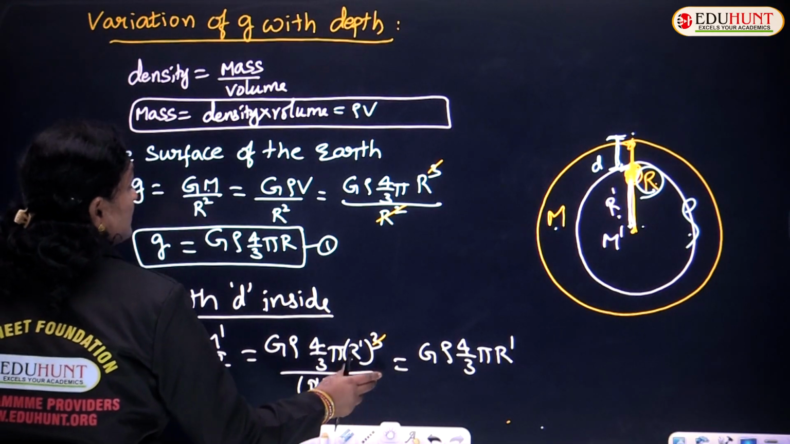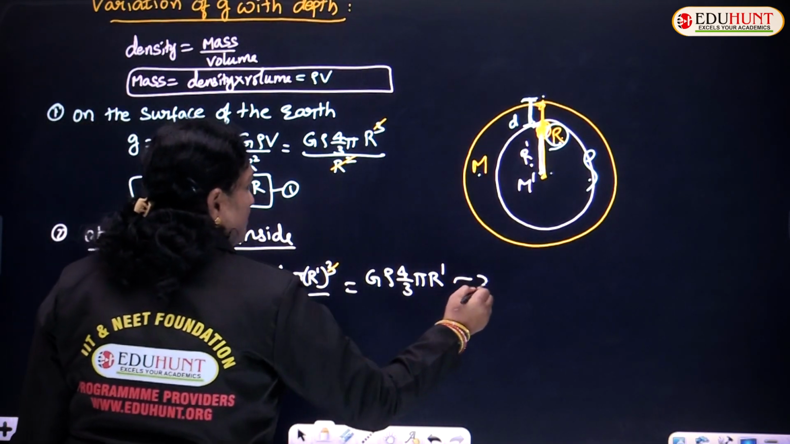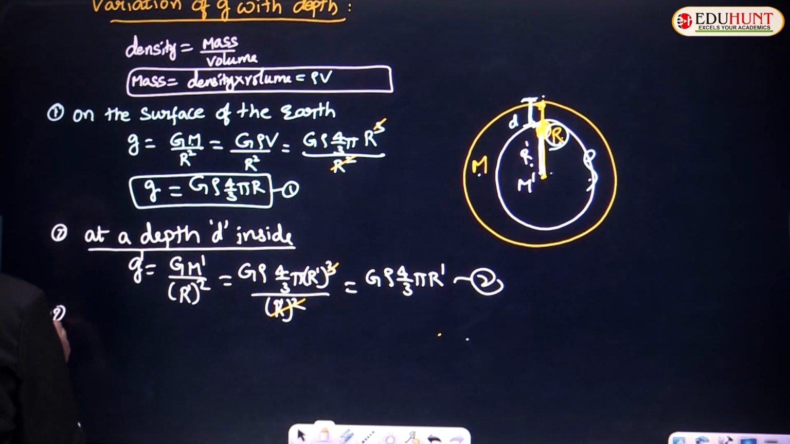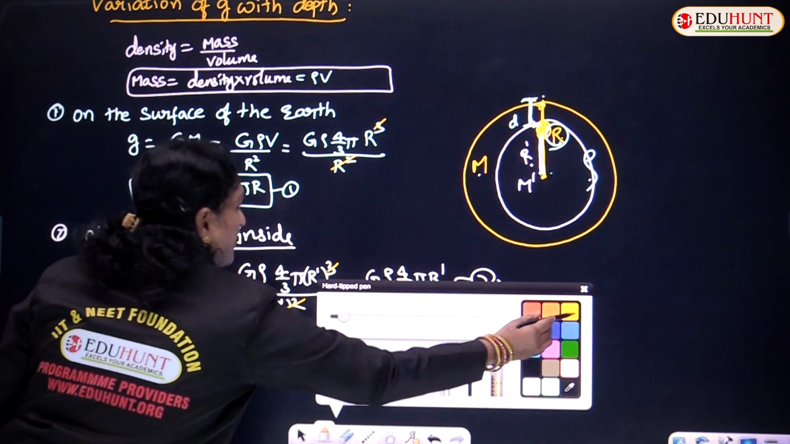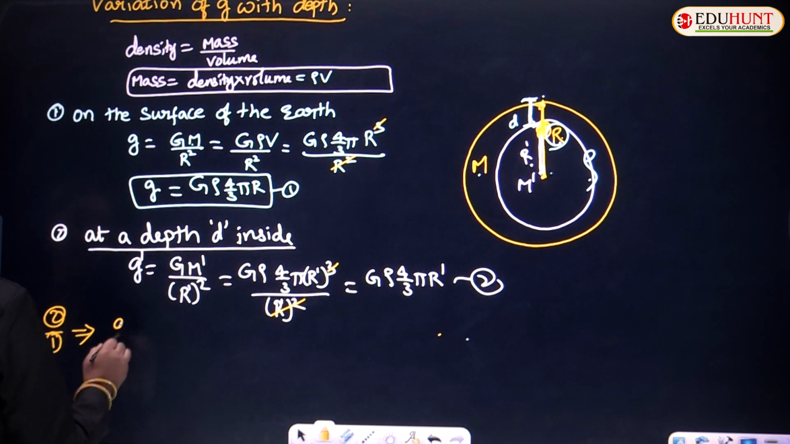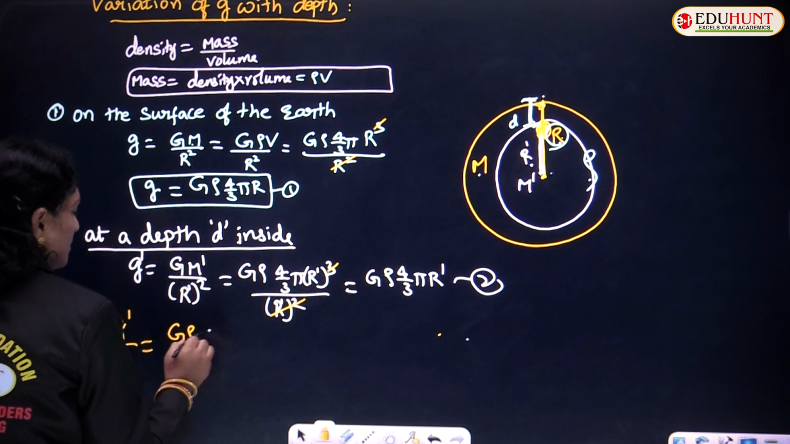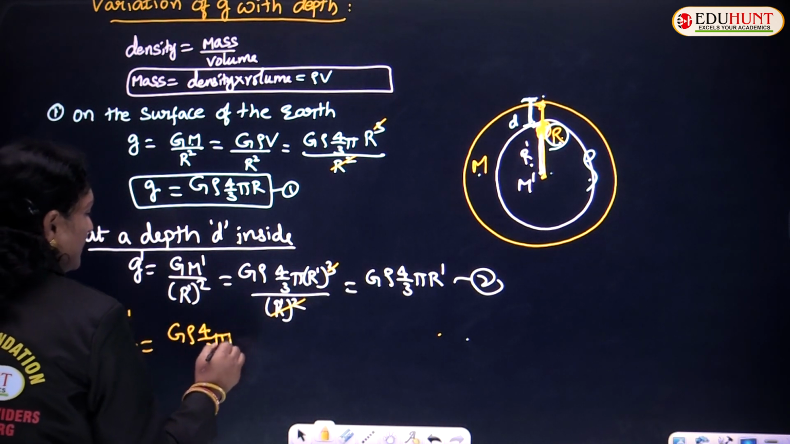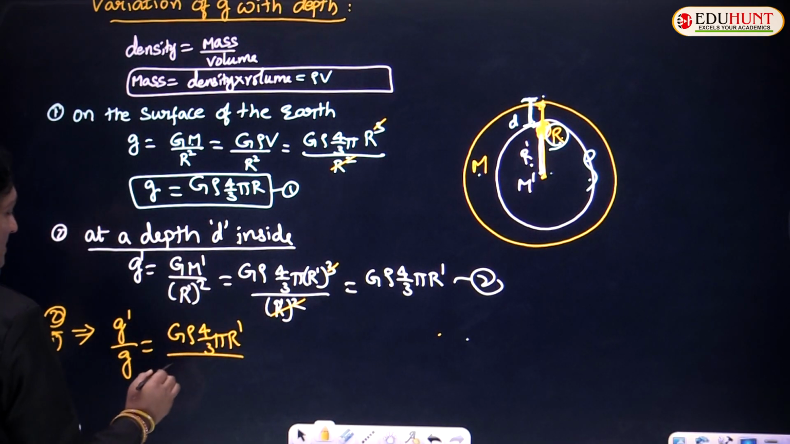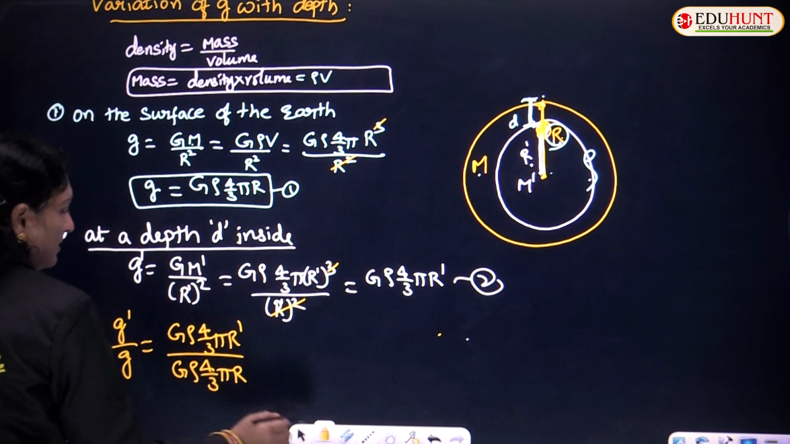So now let us divide the two equations. So this be equation 2. Now let us divide equation 2 with equation 1 and see what happens. Dividing equation 2 with equation 1. What is equation 2? LHS g dash. Equation 1 LHS is g. Equation 2 RHS is G rho 4 by 3 pi r dash. And this is G rho 4 by 3 pi r.